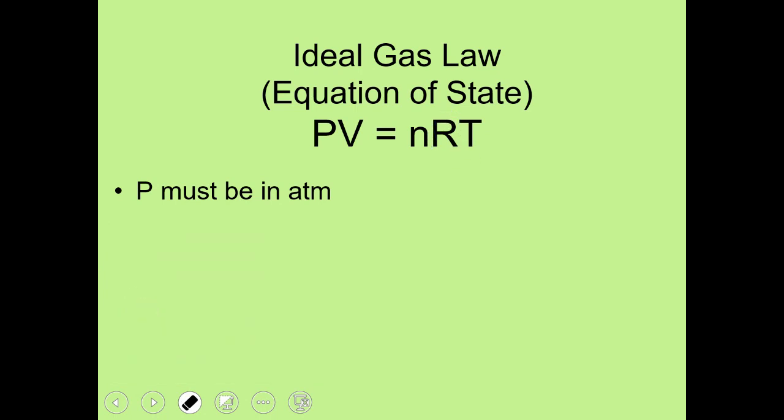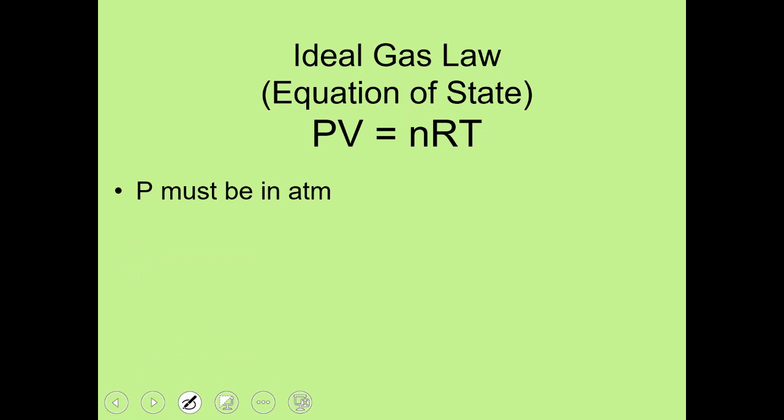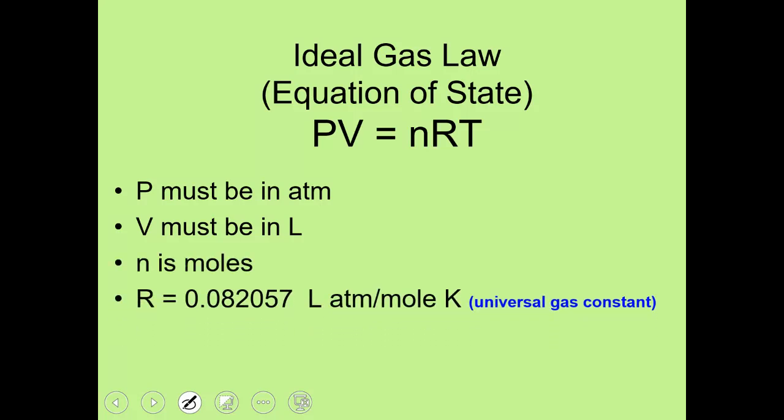Whatever units are used to determine your R value, those units have to be used for your other variables. You can look up different R values on the internet, but I think the easiest thing to do is to use pressure in atmospheres, volume in liters, and n stands for moles. When you do that, and the temperature is in Kelvin, then this is the value of R: 0.082057. You can check that.